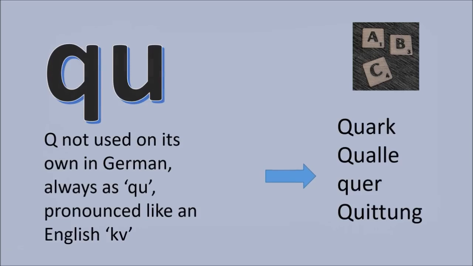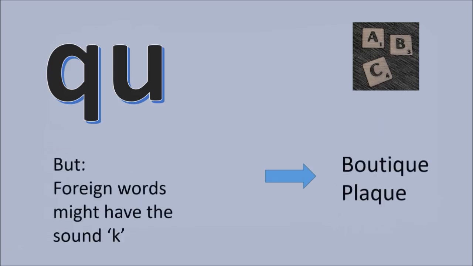Q. Q on its own, it's not used in German. It's always as the combination of QU, and that's pronounced like in English Qv. So Quark, Qualle, Quer, Quittung. But foreign words might have the K sound. Boutique, plaque.